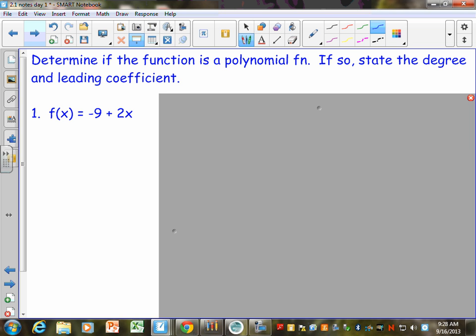Is this a polynomial function? Yes, ma'am. As long as nothing weird's going on, no negative exponents, no fractional exponents, no x in the denominator, it's a polynomial function. So, yes, it's a polynomial function.